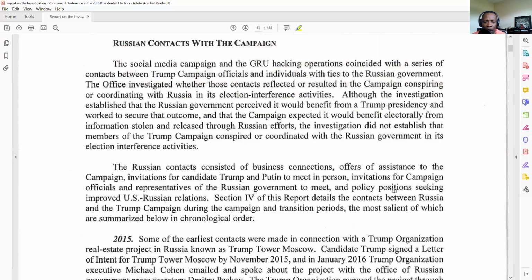Although the investigation established that the Russian government perceived it would benefit from a Trump presidency and worked to secure that outcome, and that the campaign expected it would benefit electorally from the information stolen and released through Russian efforts, the investigation did not establish that members of the Trump campaign conspired or coordinated with the Russian government in its election interference activities.